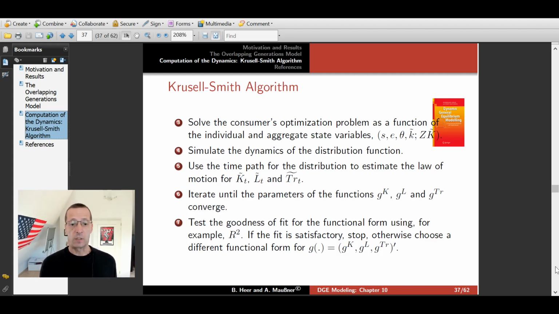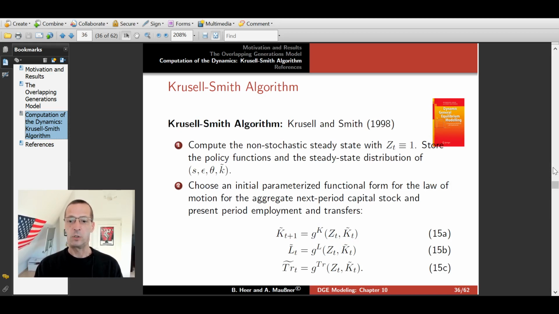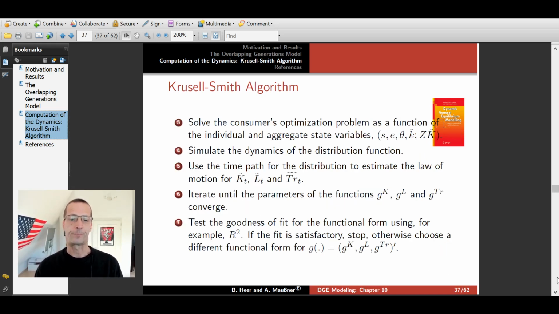And in the final step, step 7, we test the goodness of fit for this function using, for example, R square, and we will find it's close to 1. And if it's satisfactory, we stop. Otherwise, we have to re-specify these functions g in step 2 and go back to step 2.